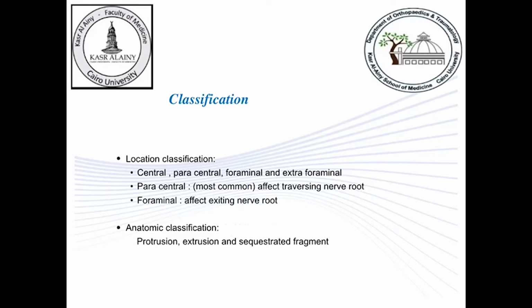We can classify lumbar disc prolapse according to the location or the anatomy. Because of the unique anatomy of the nerve roots of the lumbar spine, this leads to different nerve root affection according to the location of the lumbar disc prolapse. For example, in L4-5 lumbar disc prolapse, the paracentral prolapse causes affection of the L5 nerve root, while the forelateral or the foraminal causes affection of L4, which is the exiting nerve root. In general, the most common is the paracentral, and we have the central, foraminal, and extraforaminal lumbar disc prolapse.